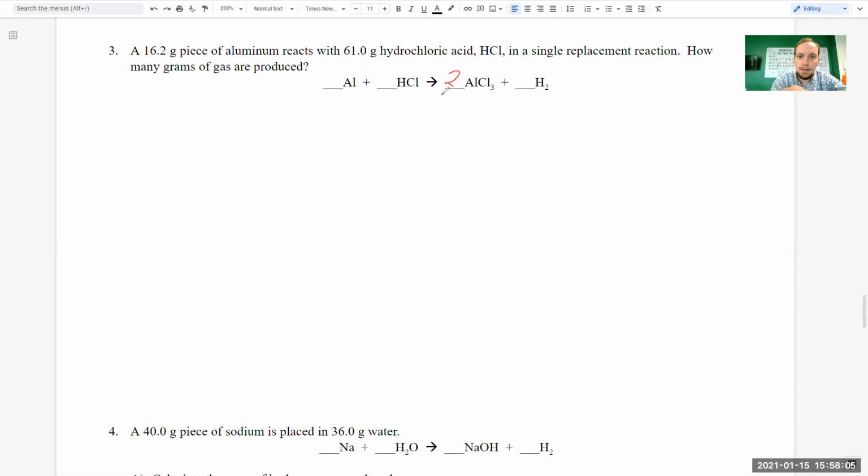Nope, that's not right. A 6 there, a 3 there, and a 2 there. There we go. That's a balanced chemical equation. Again, I'm going to do that part kind of quick because I want to spend my time on the new stuff, which is the limiting reactant.